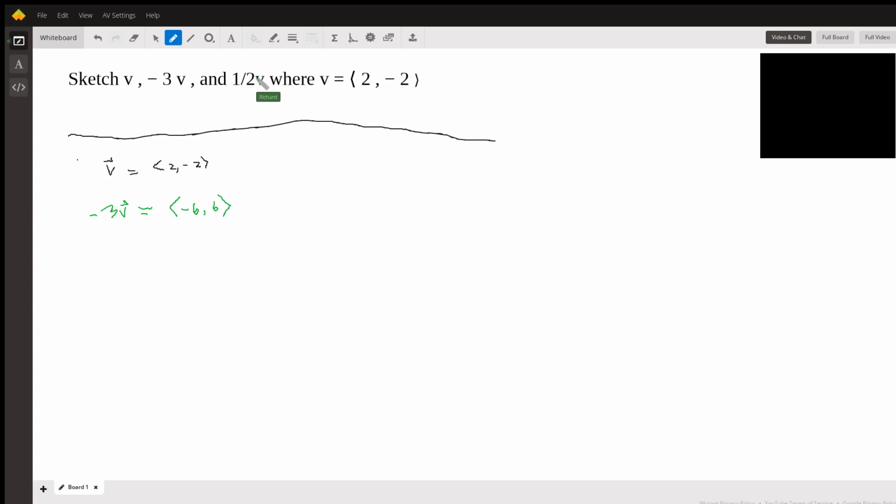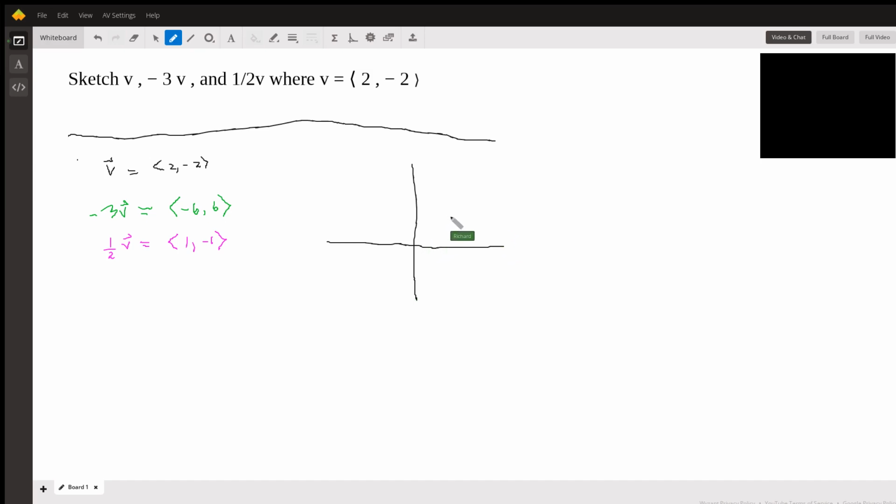And then the other one is half v, and we'll choose another color here for that. So 1/2 vector v is going to have the coordinates 1 comma negative 1. That's coming from half of 2 is 1, half of negative 2 is negative 1. When we go to graph these vectors, it's exactly what you would expect. No surprises. We just draw an xy coordinate plane here.